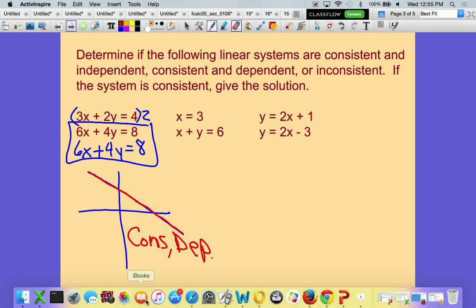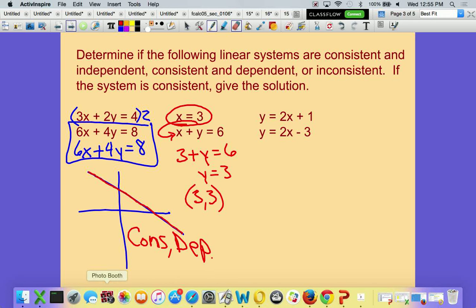For our second one, first thing I see is they're telling us x equals 3. Well, then I can put 3 in for x. What does y have to equal if x equals 3? Y also has to be 3. So our answer here for this one is (3, 3). We've got an answer, so this is consistent. We only have one answer though, we don't have lots of them, so this is independent.